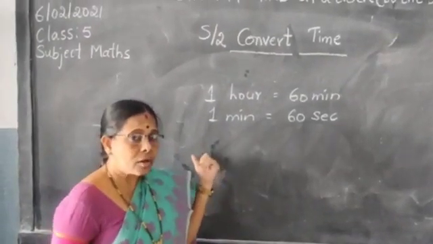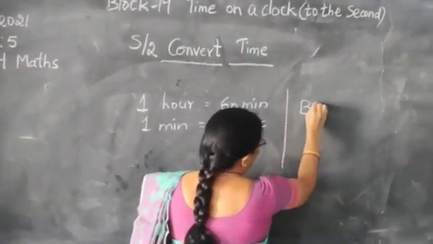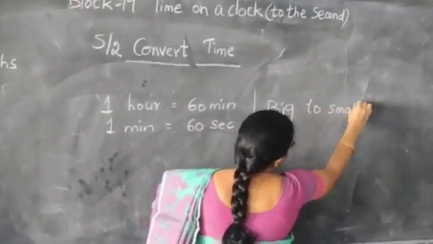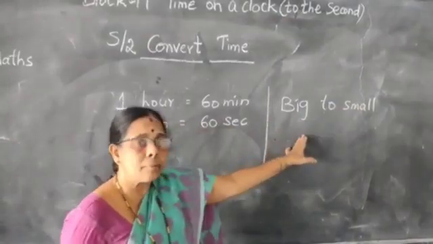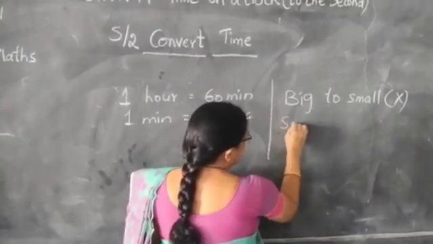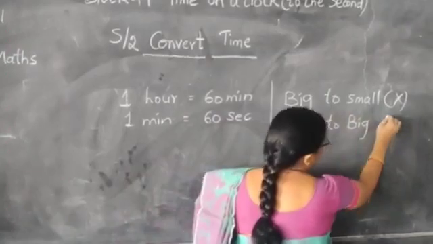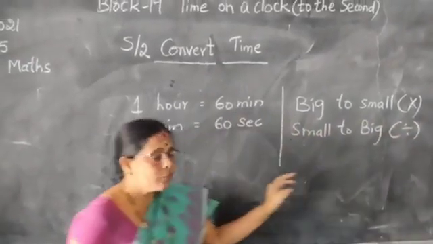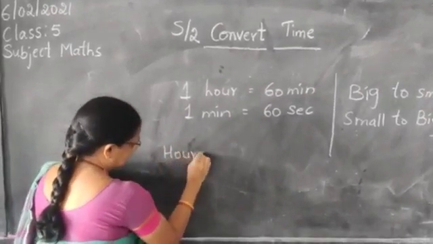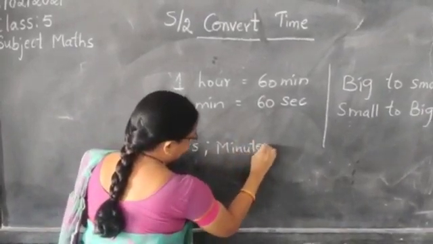How to convert when you are converting bigger unit to smaller unit? What do you have to do when you are converting bigger unit to smaller unit? Multiply. Smaller unit to bigger unit, you have to divide. Okay. So here, what do you have to do? Hours, minutes, seconds.